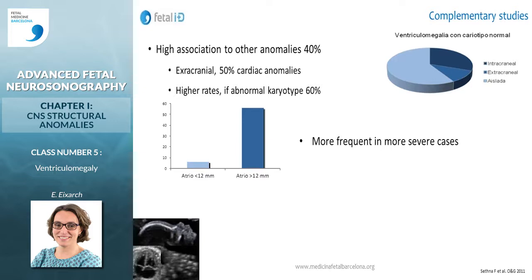The first thing, we have to perform a complete anatomical study, because in 40% of cases there will be an associated anomaly, of which 50% of the extracranial anomalies will be congenital heart disease. We also have to take into account that the associated anomalies are even higher, 60%, if there is a karyotype anomaly. Maybe the most useful information is that when the ventriculomegaly is below 12 millimeters, the percentage of associated anomalies will be under 10%. Nevertheless, if the atrium is more than 12 millimeters, the risk of associated anomalies will be multiplied by 5.